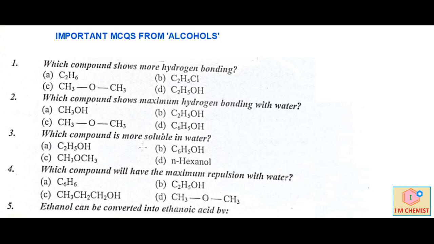This is Imran, and in today's video lecture I am going to discuss important MCQs from one of the most important chapters of organic chemistry, that is alcohols. In this video I will be discussing important MCQs from the origin of alcohol, nomenclature of alcohol, industrial preparation of alcohols, physical properties of alcohol, and chemical reactions of alcohol. Then I will be discussing important MCQs on how you can distinguish different types of alcohols, and at the end I will be discussing important MCQs from the uses of alcohols.